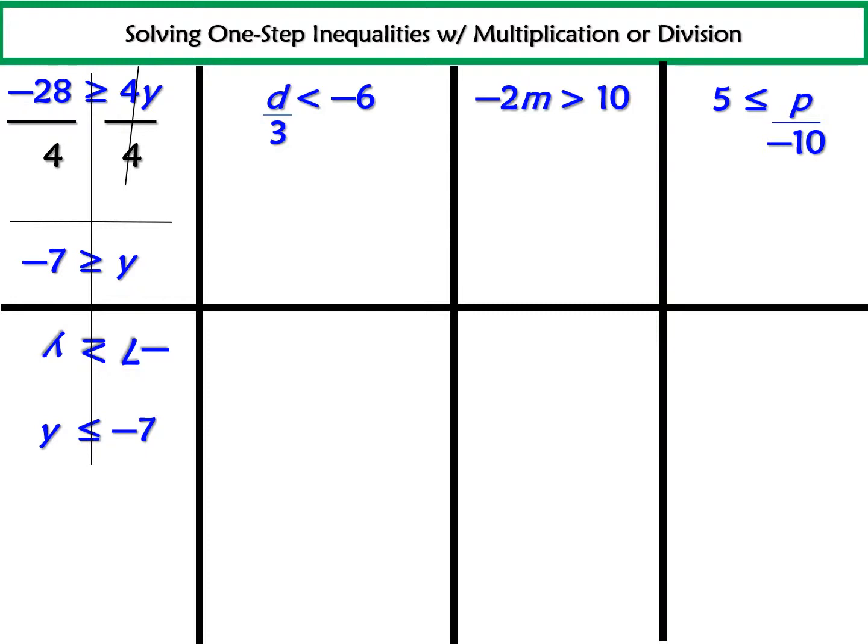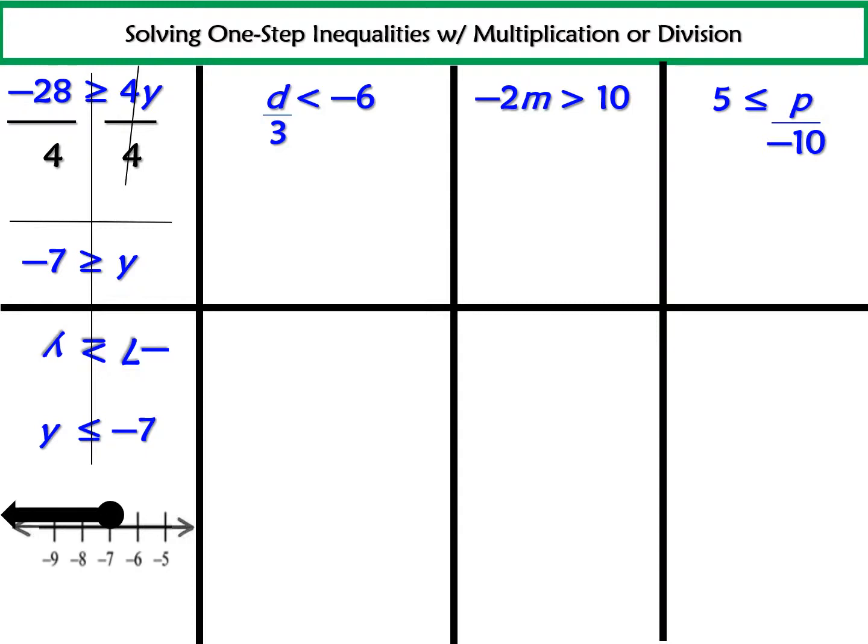So now that our variable's on the correct side, that makes this a whole lot easier to plot. So we're going to put a closed dot right above the -7 because it's less than or equal to, and because it's less than or equal to, we're going to send the arrow in the less than direction.